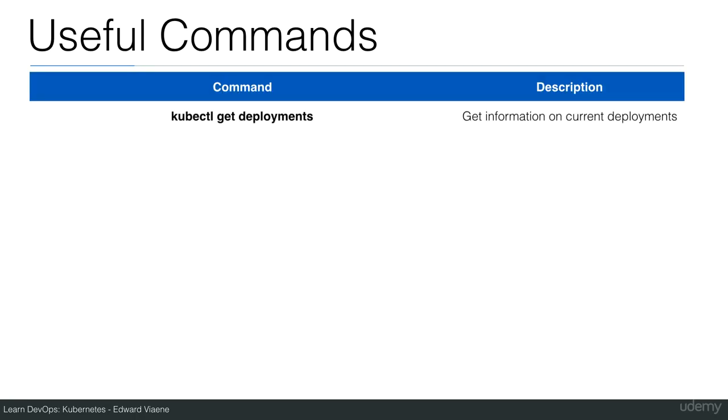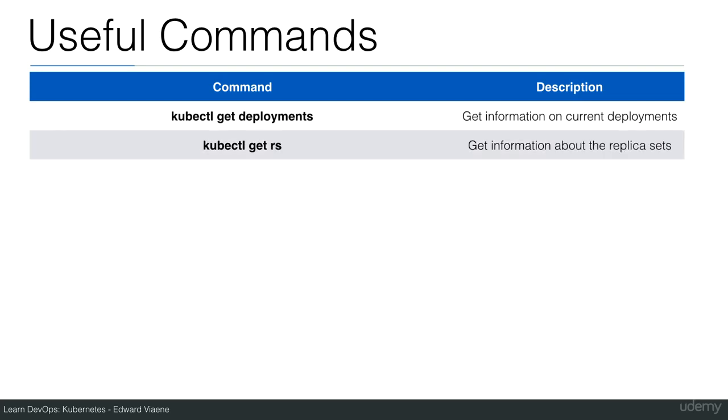To get information on the current deployments, you can use kubectl get deployments. Because deployments are using replica sets, you can use kubectl get rs, rs stands for replica set, to get the information about the replica sets. kubectl get pods with show-labels can show you the pods that are running. You can use pods or just pod, and that will show you the pods that are running, including the labels.